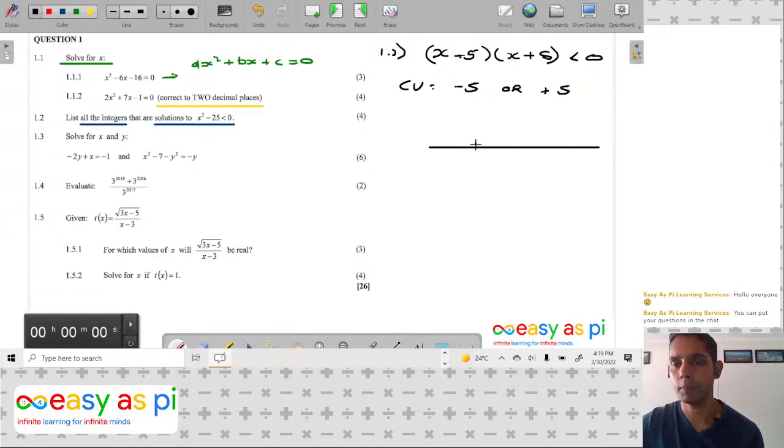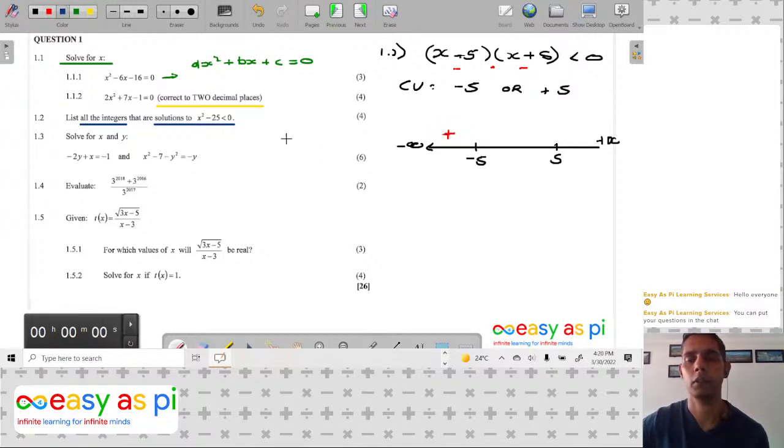I'm going to put the critical values on a number line, like so. I know a number line always goes to negative infinity and plus infinity. Now I'm going to choose values between negative infinity and minus 5 at first. Let's choose the easiest value, minus 6. So if I say minus 6 minus 5, that's minus 11, which is a negative. Then I'm multiplying by minus 6 plus 5, which is a negative. And a negative times a negative gives me a positive.